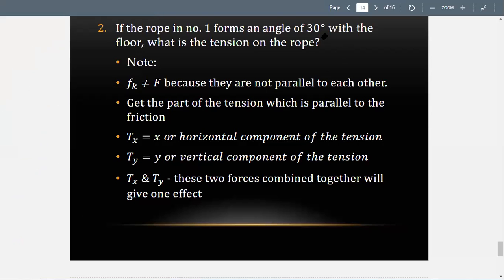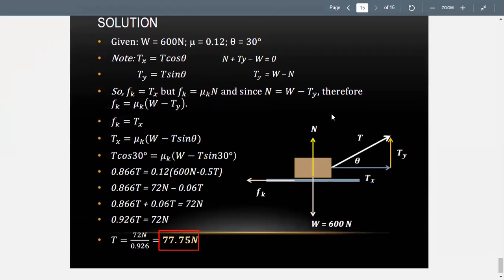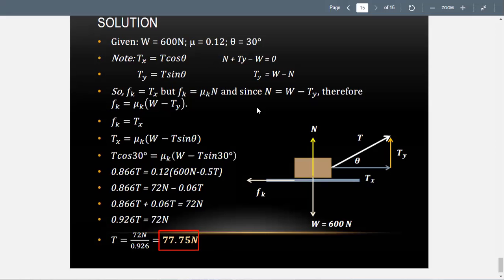So maybe in the next illustration there's a diagram. If we are now exerting a force on this box, and the tension now forms an angle of 30 degrees with respect to this horizontal line. Okay, so I think I'll just use a whiteboard. So let me use a whiteboard.